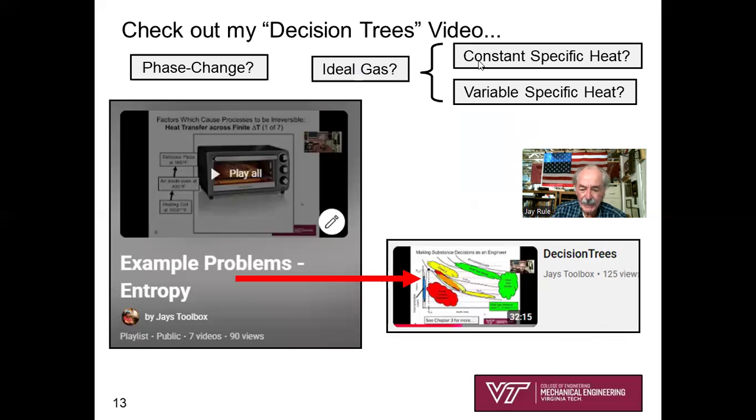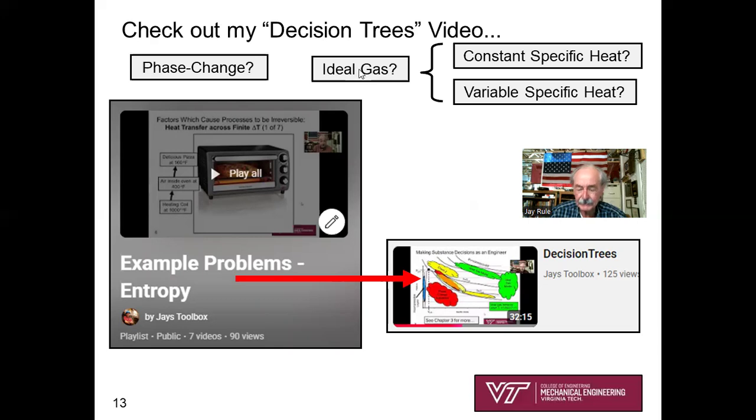Have you noticed here I've been jabbering on about ideal gases and constant specific heat and variable specific heat, and you say, man, all this stuff confuses me. It can be confusing if you haven't worked through many engineering problems, and that's probably you. So I've created a video called Decision Trees, trying to help you categorize in your mind the decision trees I go through when I read engineering problems. So for example, what's the substance? And remember, is it a phase change substance? Well, if it's a phase change substance, I go off and do something different.